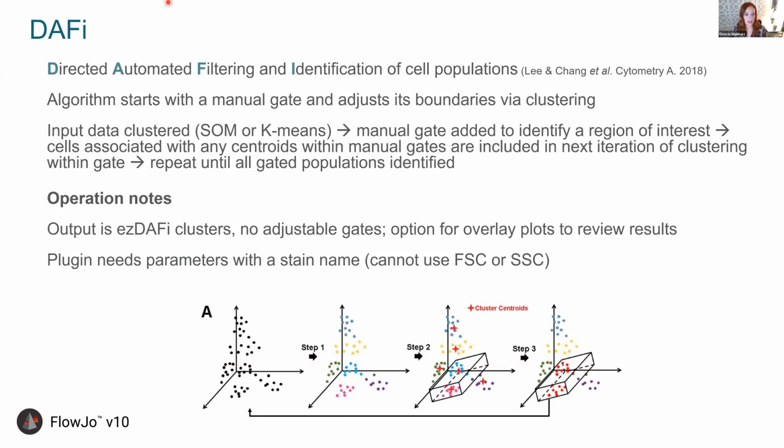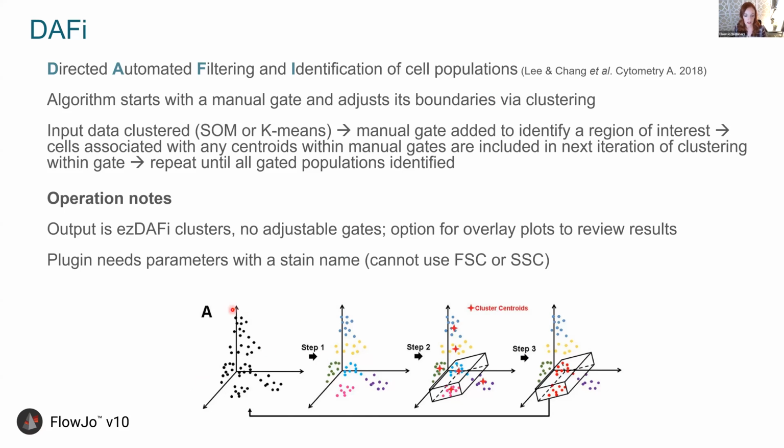So let's talk about DAFi first. Here's the publication if you would like to learn more about the tool and how the algorithm was designed. It stands for Directed Automated Filtering and Identification of Cell Populations. Ultimately, it's an algorithm that starts with a manual gate and adjusts its boundaries via clustering. So you can think of it as building your own personal clustering tool based on manual gates that you've defined. So let's talk about the schematic down here.